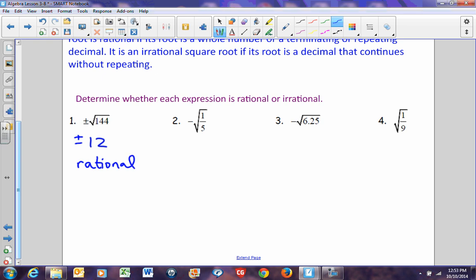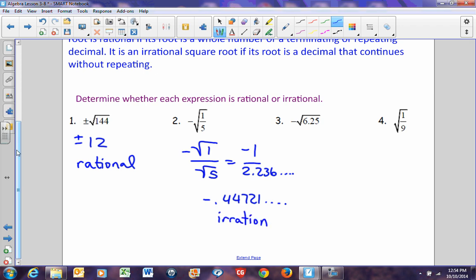Negative square root of 1/5. We can rewrite this as the square root of 1 over the square root of 5. This would be 1, but the square root of 5 is some weird decimal. If you took the square root of 5 on your calculator, you're going to get 0.2236, and it keeps going. Since the number keeps going, this is what we consider to be an irrational number. If I actually divided it, it adds up to be negative 0.44721. So it's an irrational square root because it's not a terminating or repeating decimal. So it's irrational.